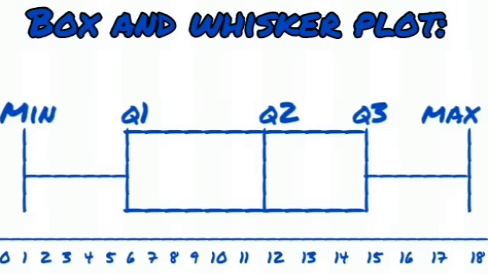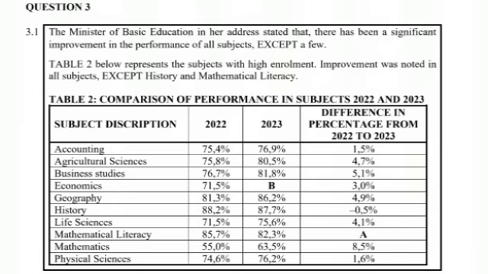So if I'm given a box and whisker plot that looks like this, it usually goes with that number line as you see at the bottom. So my minimum, you will see that line is in alignment with the number 1. So the minimum of this data would be 1 and the maximum would be 18. Q1 would be 6, Q2 would be 12, meaning it's also the median, and then Q3 would be 15. That's how we read a box and whisker plot.